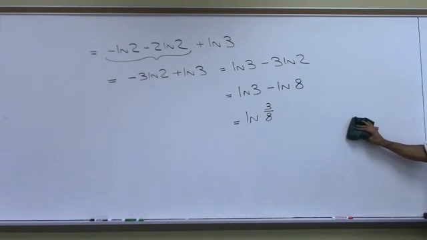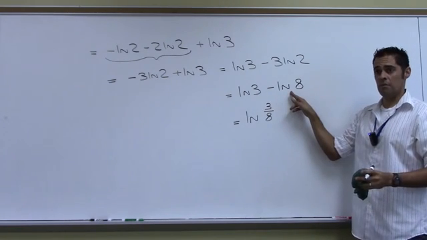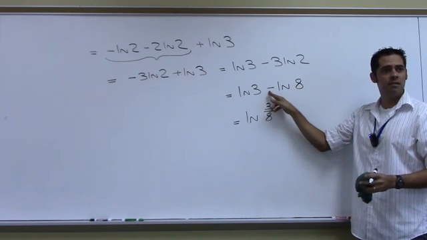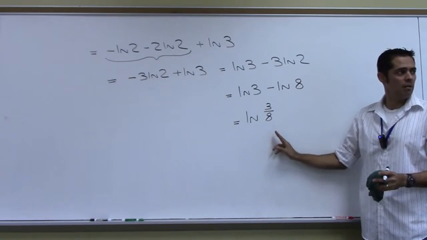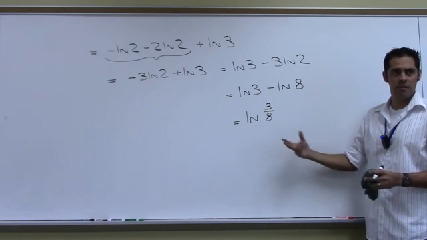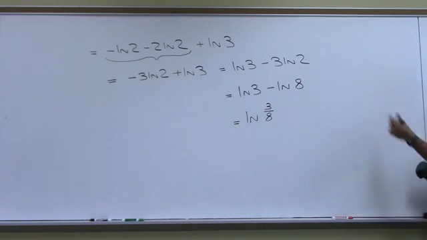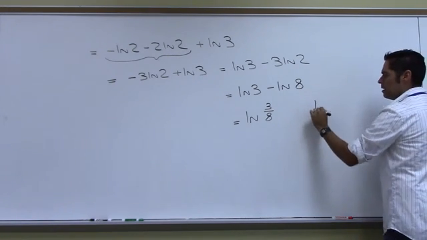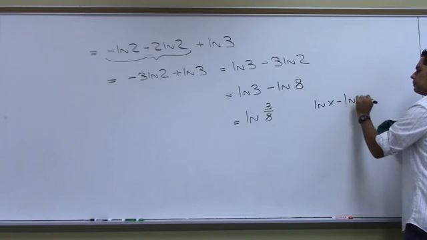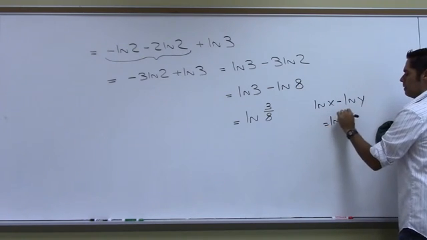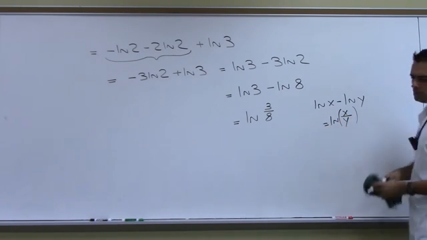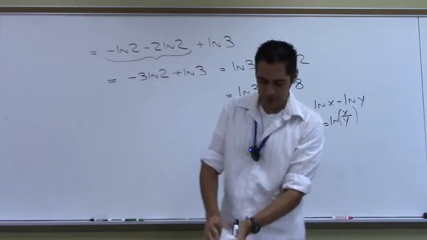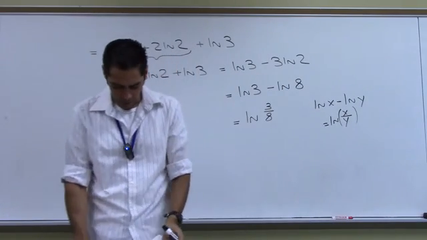What did I do there? If you have 2 logs being subtracted, you can turn it into a single log with division. So you might want to go review properties of logs. I'm using this property right here. My guess is that's probably on your sheet somewhere too. Let me see if they give you properties of logs.